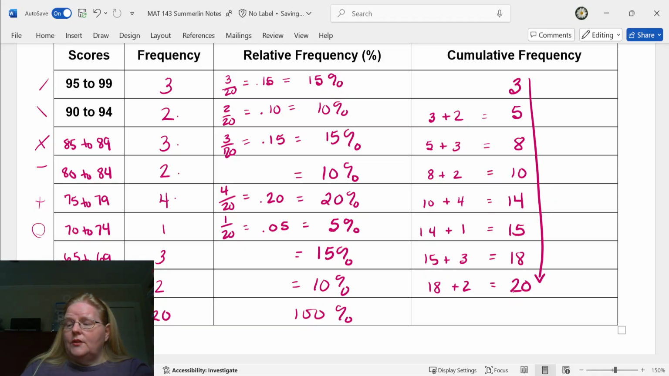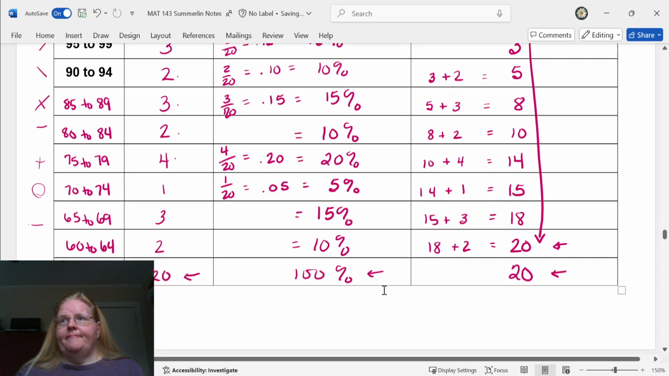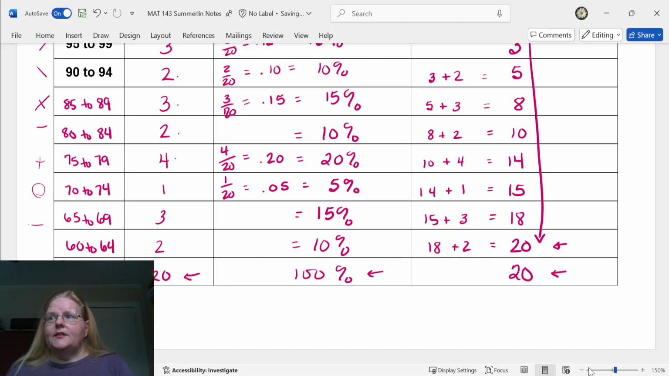And then they want the 20. They're going to want the 20 here. Just like I told you, they're going to want this one, and they're going to want that one, and they're going to want that one, just like they want that 100 there. But I wanted you to understand how to get all those numbers. Okay. Those are frequency tables. I'll see you in the next one.